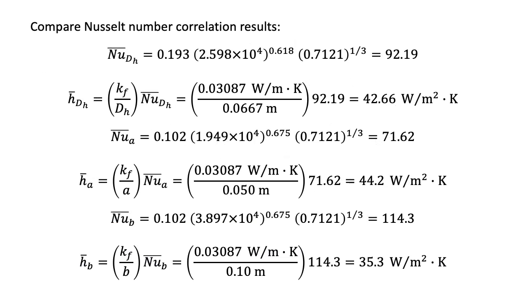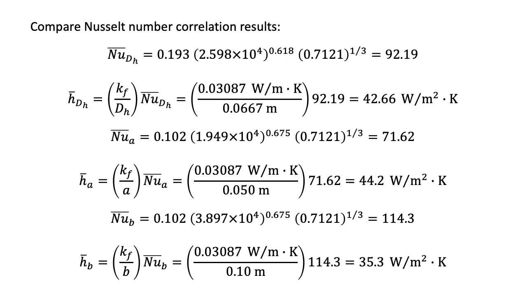Using these correlations, we get a convection coefficient approximating the duct as a cylinder of 42 watts per meter squared Kelvin. Alternatively, if we calculate the convection coefficient for a square with sides of length A and B, we get that this value ranges from 35 to 44 watts per meter squared Kelvin. Thus, we conclude that using the first calculation will be a reasonable approximation for this case.